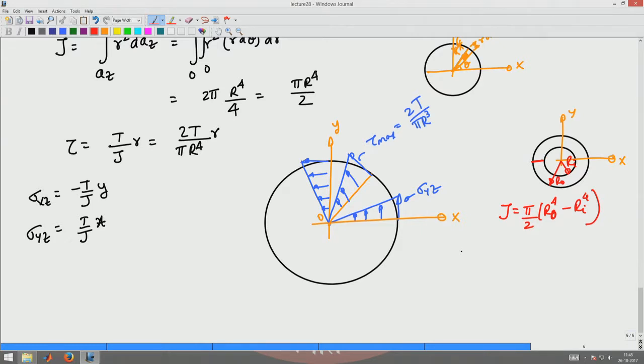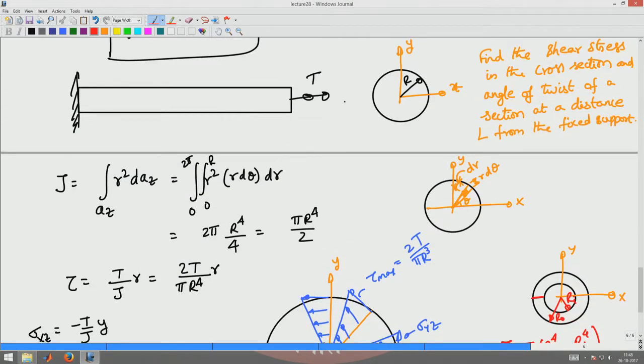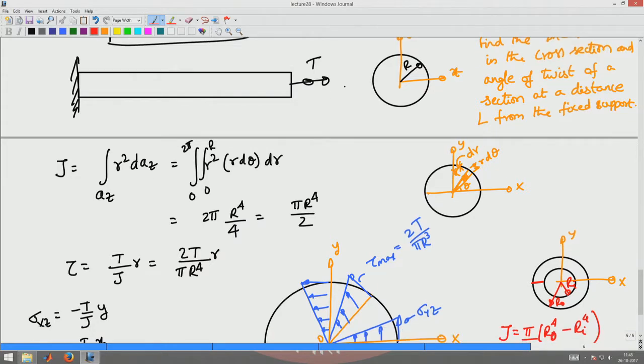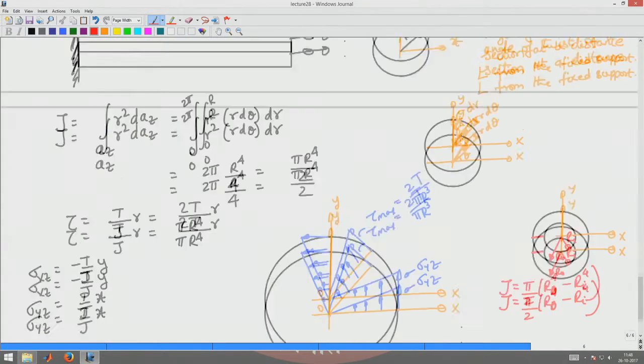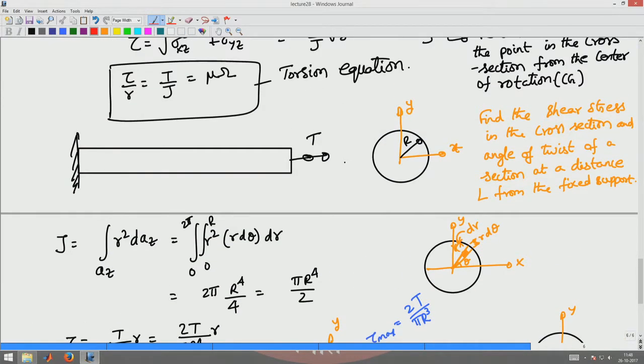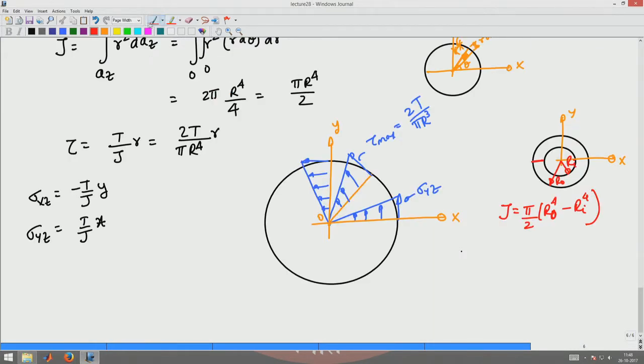Okay. Now coming to the second part of the question, how does the angle of twist vary along the shaft? What is the angle of twist at a section L from the fixed end? For that we have to use the second part of this equation, T by J equals shear modulus times angle of twist per unit length, and you have to compute the angle of twist at a cross section at a distance L. So basically omega is T by J into mu.